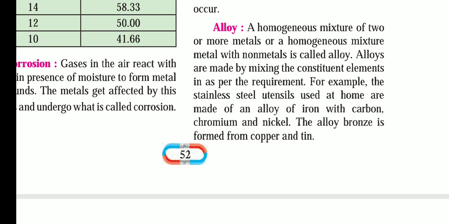Now what is given? The alloy bronze is formed from copper and tin. You know the bronze medal or bronze things; it is made from copper and tin.